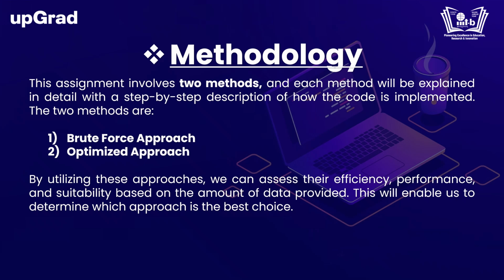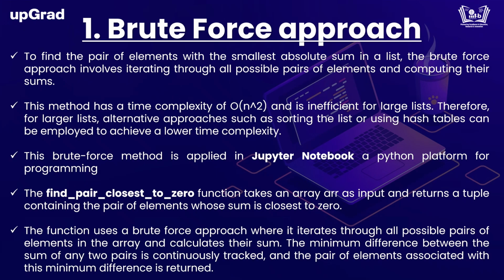The brute force approach involves iterating through all the possible pairs of elements and computing their sums. The method has a time complexity of order n square, and it is inefficient for large lists. Therefore, for large lists, an alternative approach such as sorting the list using a sort function can be employed to achieve a lower time complexity. In further slides, we have explained the code in detail for your reference.